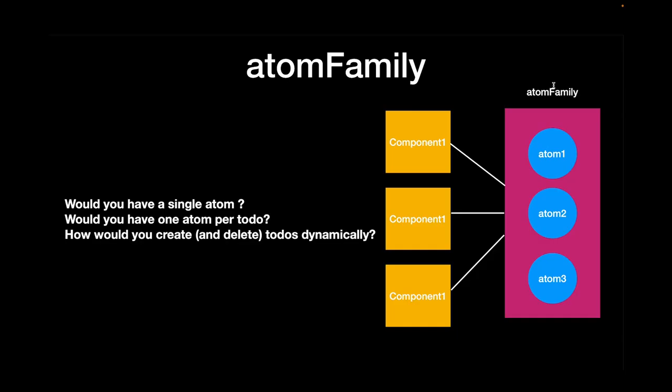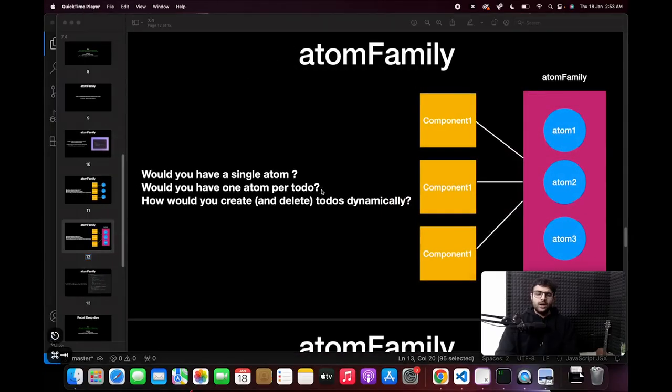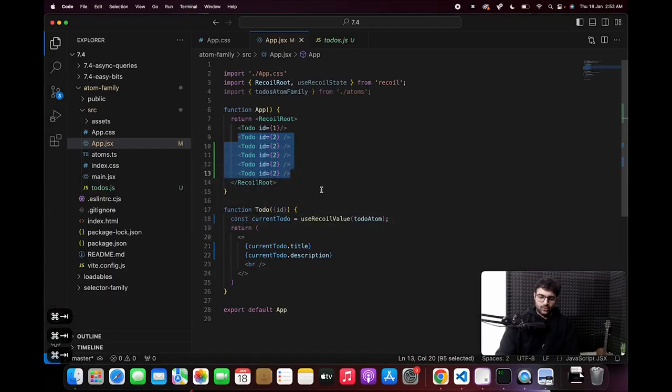I repeat, what does atom family give you? It says that if a component wants a new atom from me, or an atom specific to an input, it will give me the input. I will return back that specific atom. And this is how you can dynamically create more and more atoms for a use case similar to the one that I'm showing right now. Let's look at what that looks like when you're writing the code.